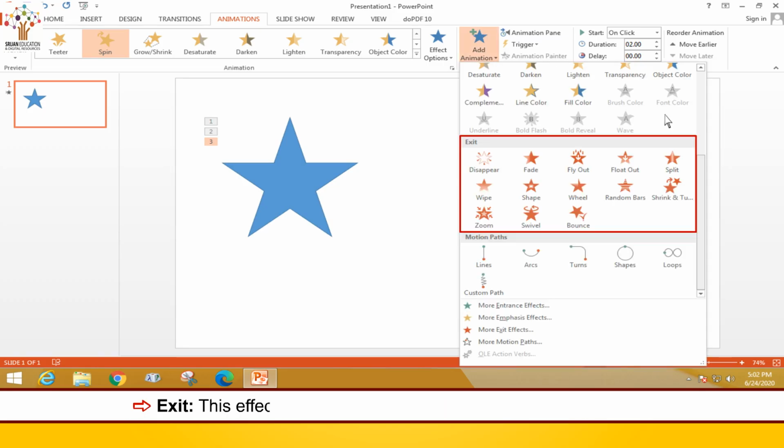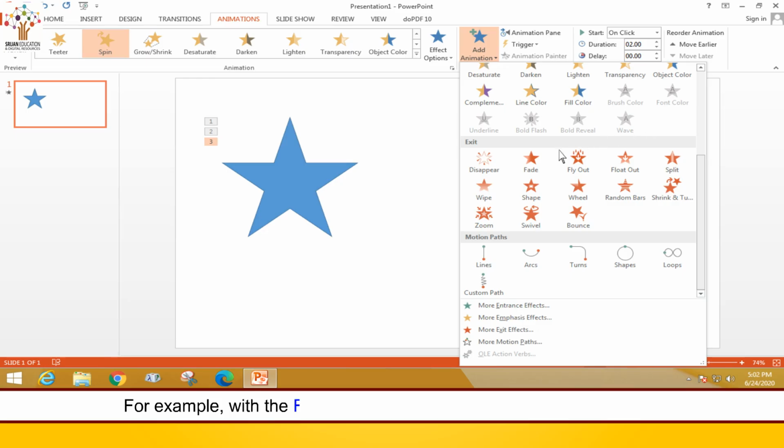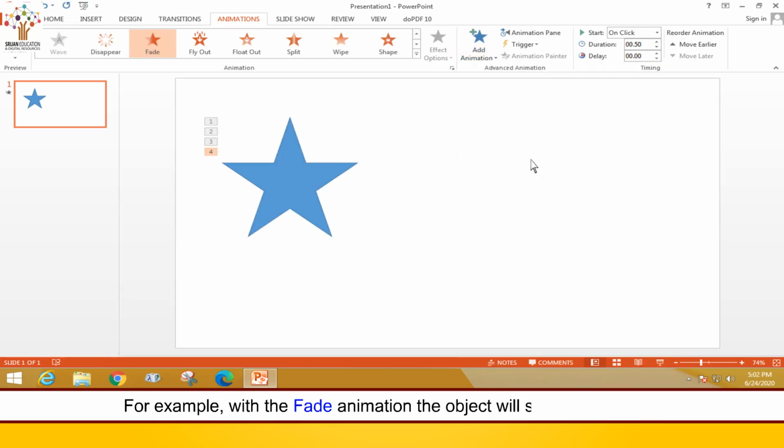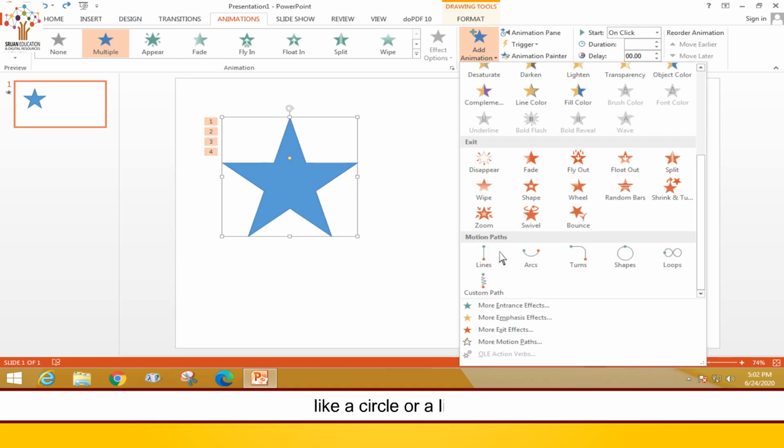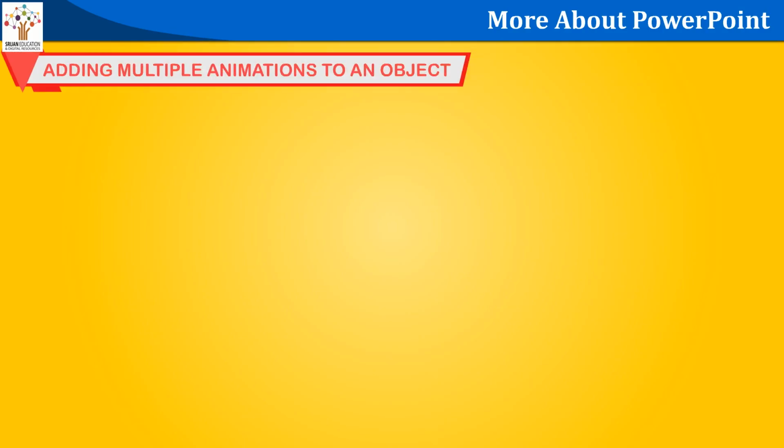Exit. This effect controls how the object takes exit from the slide. For example, with the fade animation, the object will simply fade away. Motion paths. A motion path moves an object on the slide along a predetermined path like a circle or a line.